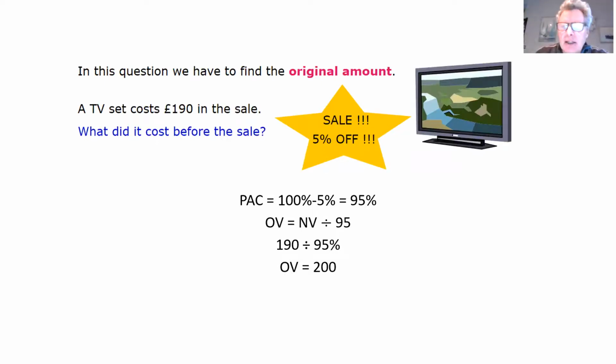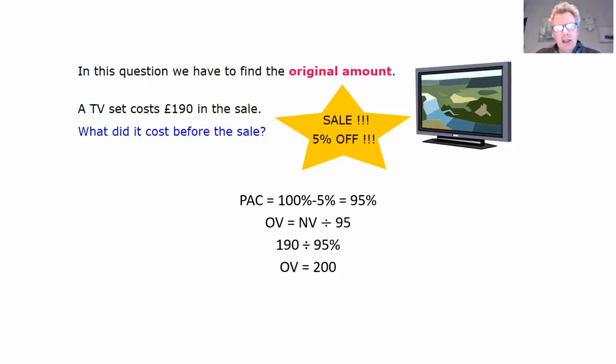So here's an example. And you might want to write it down, in which case pause the video. A TV set costs £190 on the sale, 5% off. How much did it cost beforehand? So our PAC is 100% minus 5% is 95%. And therefore we say, okay, old value is our new value divided by 95%.